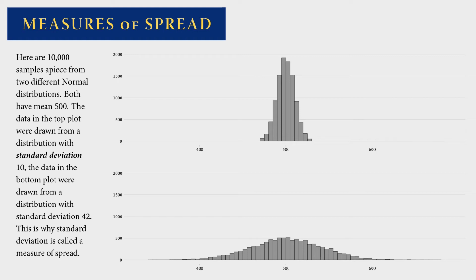The spread of data is a measure of how far values are likely to fall from the center. This is a little bit different from range. For a normal distribution, the range is infinite, but the spread is determined by a parameter called the standard deviation. This picture shows two distributions with the same mean but different standard deviations, and I hope that it illustrates what I mean by spread.